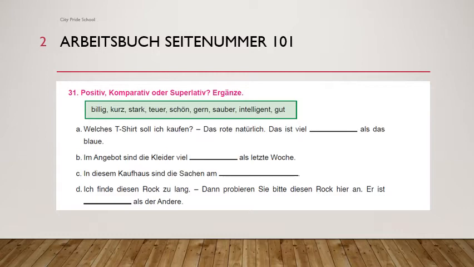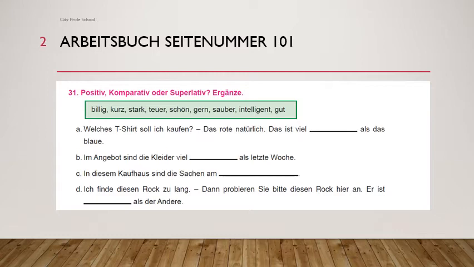Billig bedeutet cheap, kurz short, stark strong, teuer expensive, schön beautiful, gern gladly, sauber clean, intelligent intelligent, gut good.